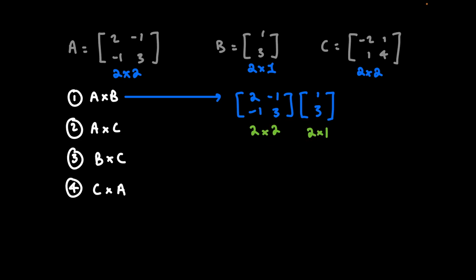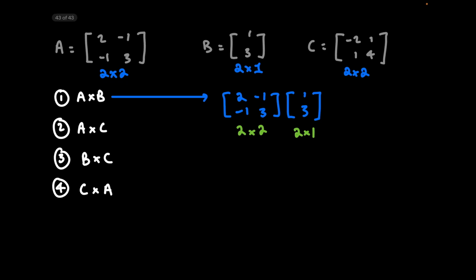That means that the number of columns in the first matrix must be equal to the number of rows in the second matrix. So the number here and here must be the same. If they are not the same, that would indicate that you cannot multiply those 2 matrices together. But because these 2 matrices are multipliable, let's work out how to multiply them together.